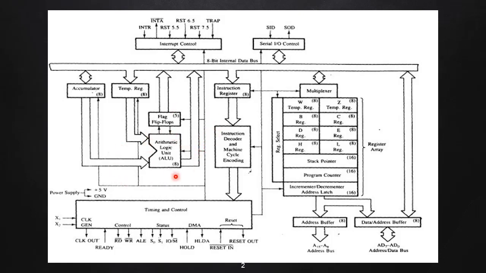Now see this block diagram. In this block diagram we have already studied the interrupts. We have two types of interrupt, maskable interrupt and non-maskable interrupt. INTR, RST 7.5, RST 6.5, RST 5.5 are the maskable interrupts. INTA is for interrupt acknowledgement. Trap is a non-maskable interrupt which has the highest priority. Then we saw serial input-output control. They are SID, serial input data, and SOD, serial output data.